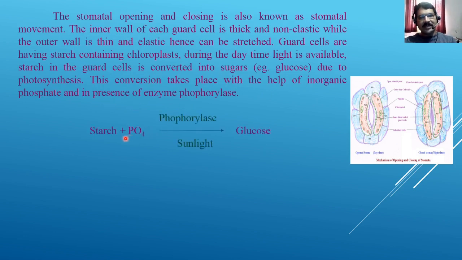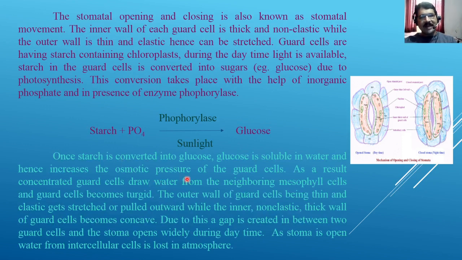So you can see here, starch, by using inorganic phosphate and enzyme phosphorylase and in the presence of sunlight, gets converted into glucose. So at the time of day, when sunlight is abundant, starch will be converted into glucose. Now what is the relation of this reaction with the opening and closing of stomata, we will see.